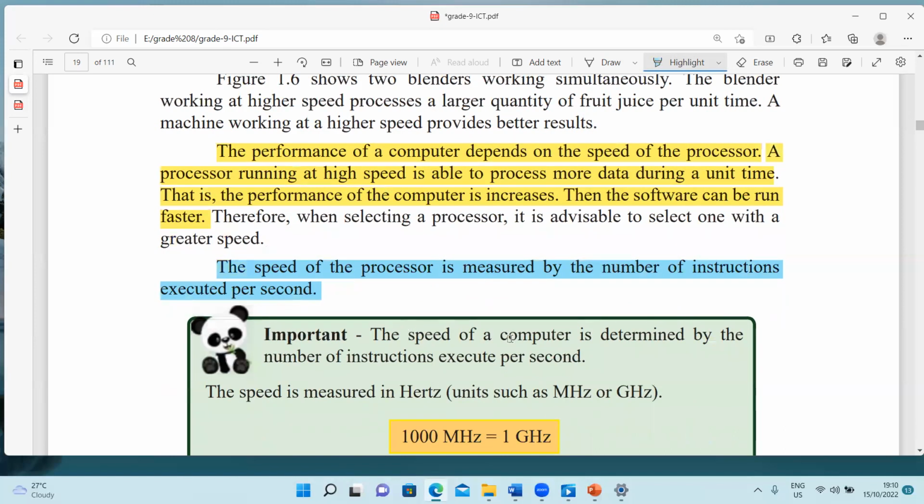The speed of a computer is determined by the number of instructions executed per second.